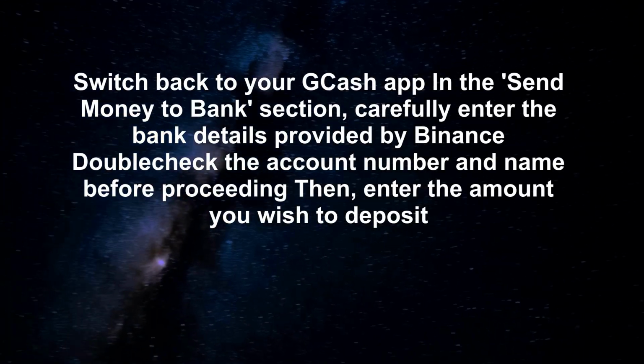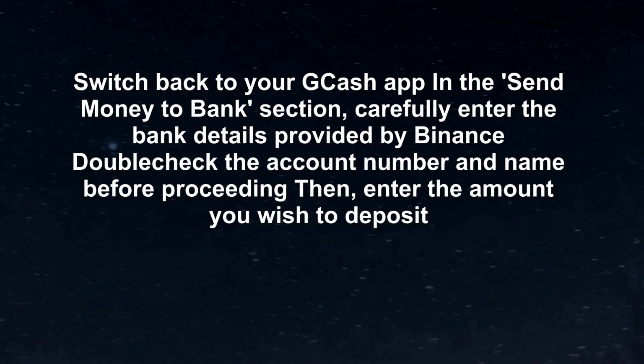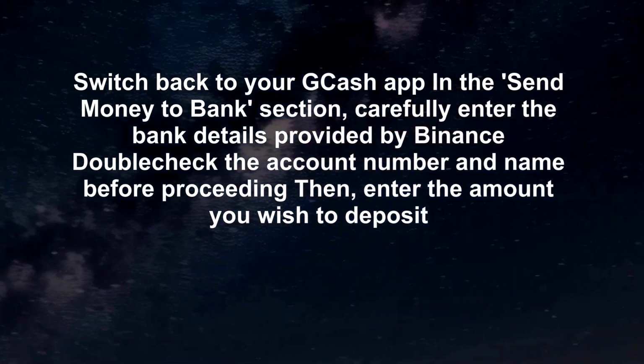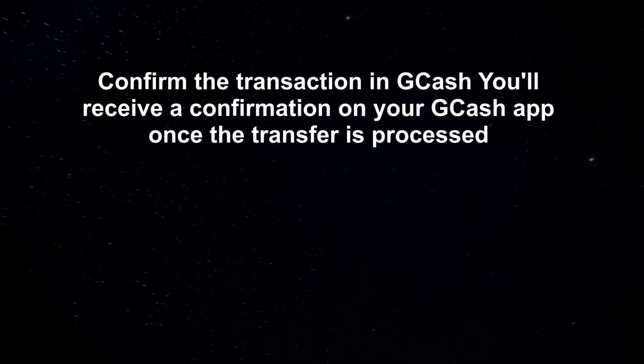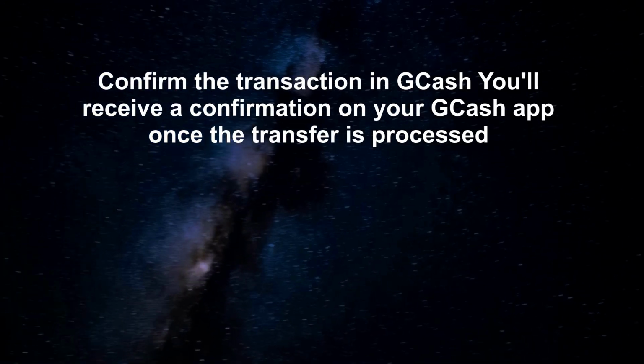Switch back to your GCash app. In the Send Money to Bank section, carefully enter the bank details provided by Binance. Double-check the account number and name before proceeding. Then, enter the amount you wish to deposit. Confirm the transaction in GCash. You'll receive a confirmation on your GCash app once the transfer is processed.